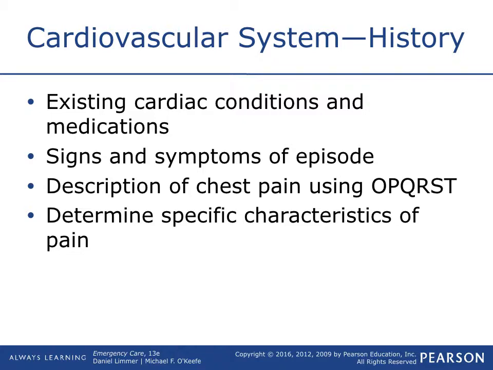Description of chest pain using the OPQRST. So the onset, the pain. Go through the questionnaire with them. Is your pain level from 0 to 10? When you sit up, is it worse or is it better? Determine specific characteristics of the pain. Does it go down the arms? Is it going up the chest? Is it in the middle of the heart? Is it where the diaphragm is?